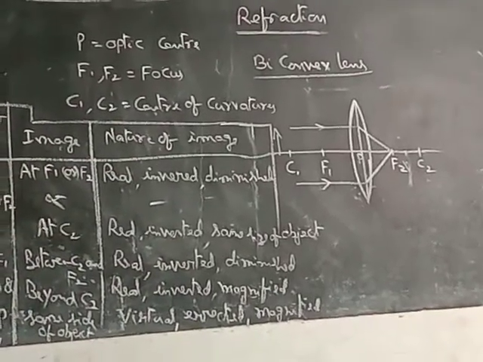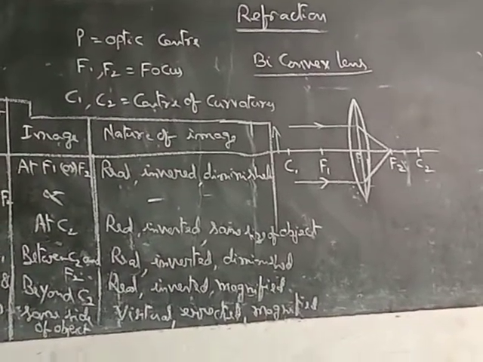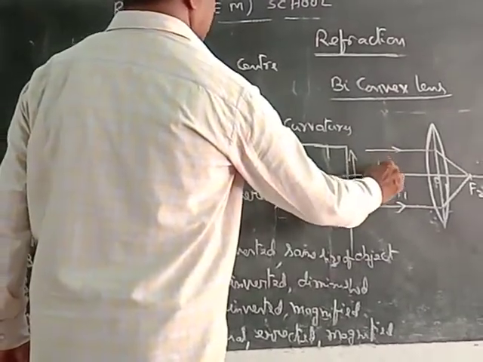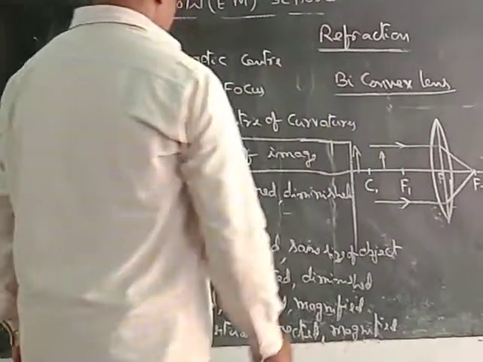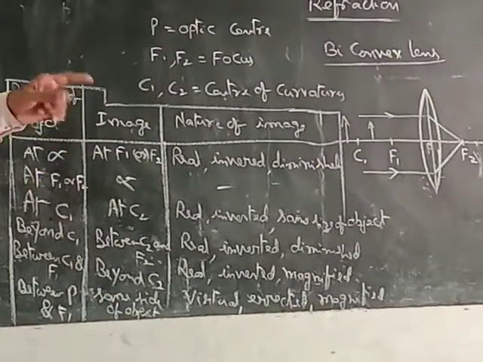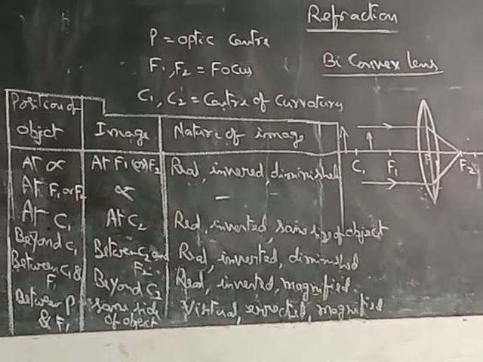Next, object is placed between F1 and C1. In between C1 and F1, object is placed. How is it? The image is beyond C2, real, inverted, magnified image. Magnified means bigger image is formed.